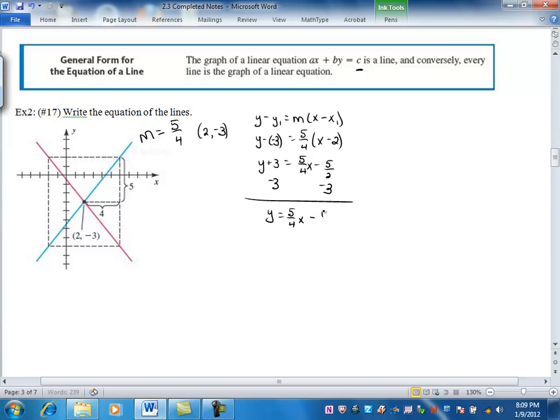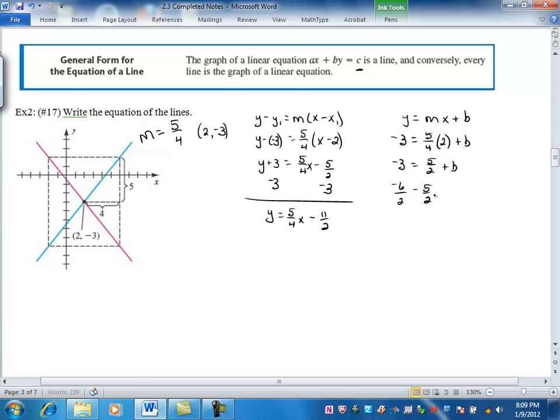-5/2 minus 6/2 is -11/2. Or another way we can look at this, if we use slope-intercept form, y equals mx plus b, we know the y coordinate, -3, we know the slope, it's 5/4. We know the x coordinate is 2, we're going to add b. -3 equals 5/2 plus b.